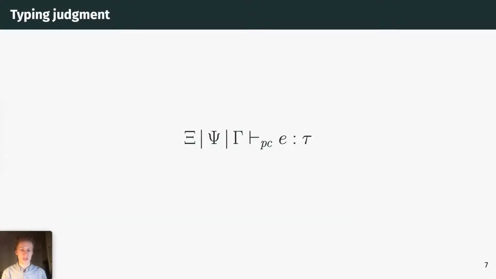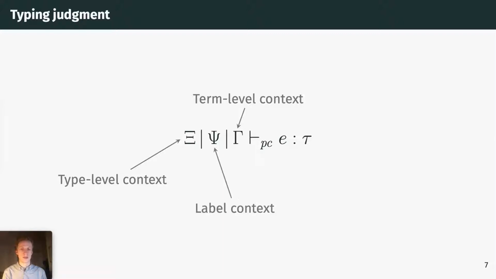The typing judgment says whether an expression E has type tau. It does so in a term level context gamma, and in a type level context with the type variables that might occur in gamma or tau. Similarly, it also has a label context psi with label variables that might occur in tau or gamma. Finally, the judgment also has what is called a program counter label, which constitutes a lower bound of the side effects that E might have when being evaluated, for similar reasons as for the function type.